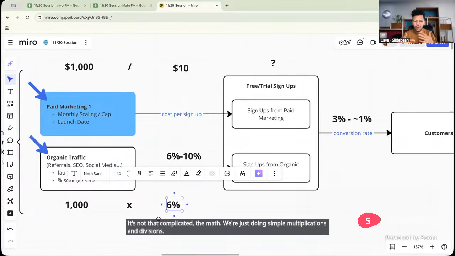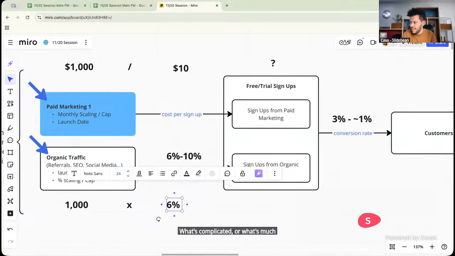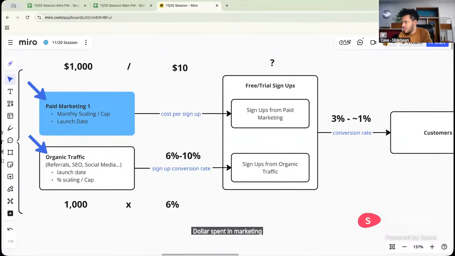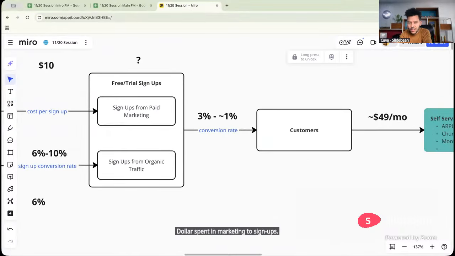What's complicated, or much harder to grasp, is the outline or the map, this flow chart of dollars spent in marketing to signups to customers. But once we understand that, we can do everything. We can do everything in a spreadsheet. Okay, so I'm going to stop for a sec and ask you if you have any questions so far.